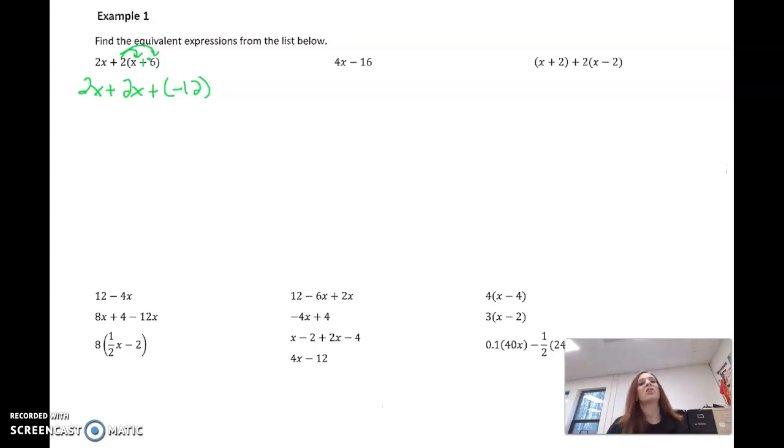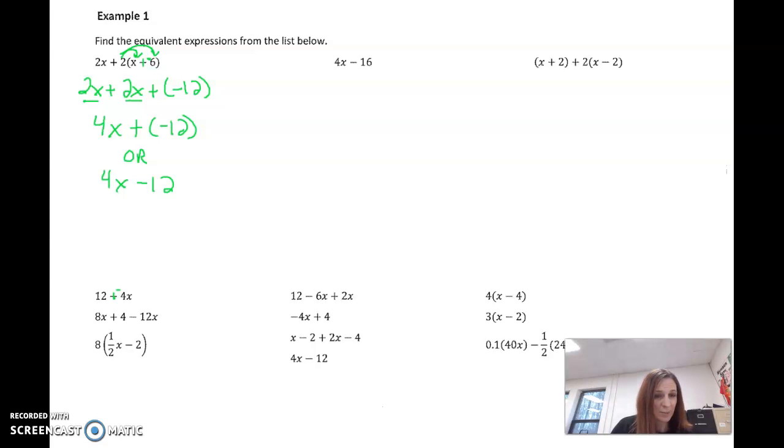Now I can gather my like terms. Remember, I can't just go 2 plus negative 12 because these have x's and these don't. But I can add my x terms together. So if I have 2 x's and 2 more x's, that's 4x plus a negative 12. Now remember, adding a negative is the same thing as subtracting. So now let's look at this list down here. Do we see any of them that would be equivalent to this? Well, nope, because this is 12 minus 4x. So if I went keep, change, change, that would be 12 plus a negative 4. And this is a positive 4.